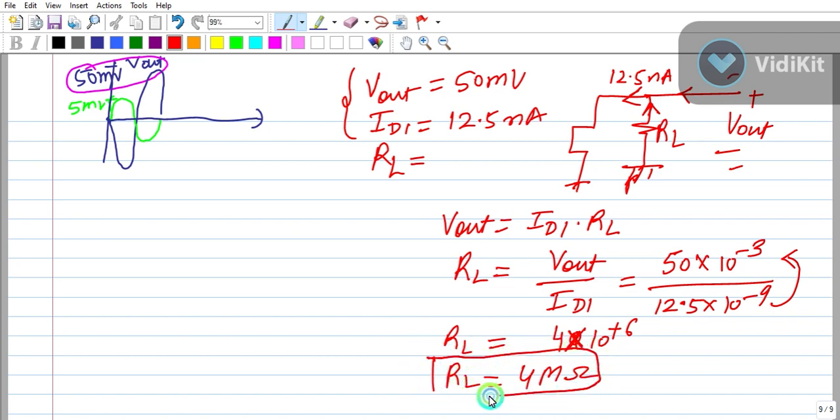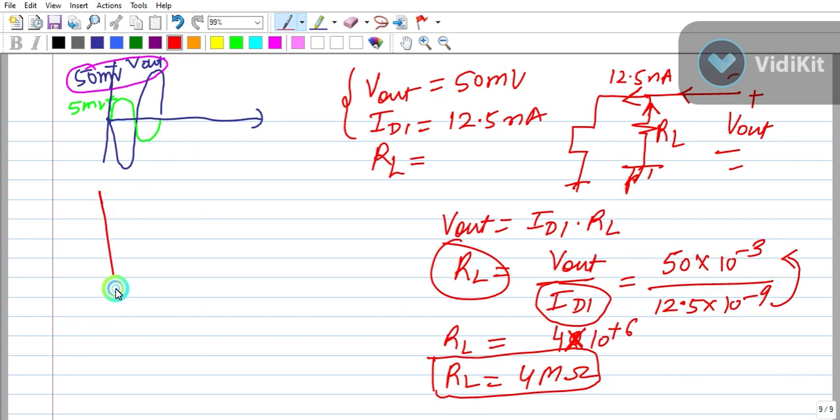It will take a lot of space. Okay, so it's not a good option. So what can we do? If we can make this current high, then our RL can be reduced. And how can we make this current high?